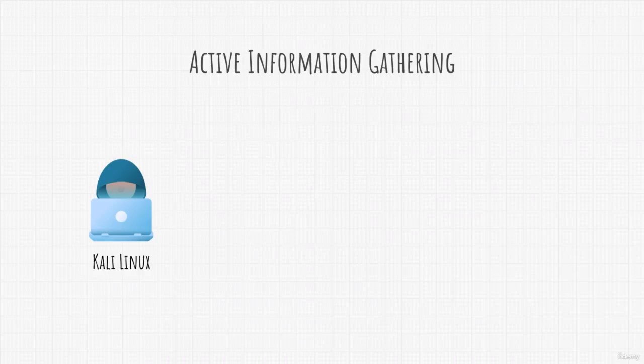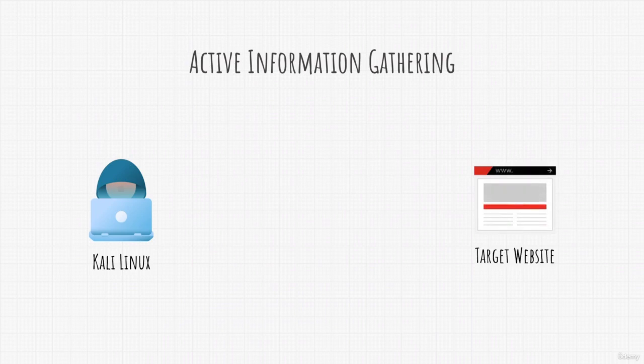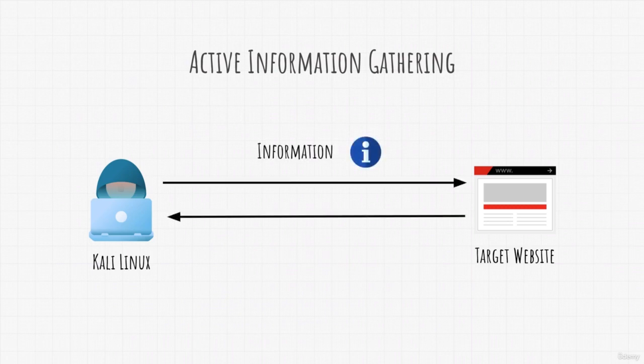In active information gathering, we use our Kali Linux machine and we try to get as much data or as much information about our target while interacting with them. It could be a target website that we need to test, so we need to find as many things about it as we can. Or it could also be a network that we're testing, or perhaps an entire company. The main point is that with active information gathering, we directly get that data from the target.